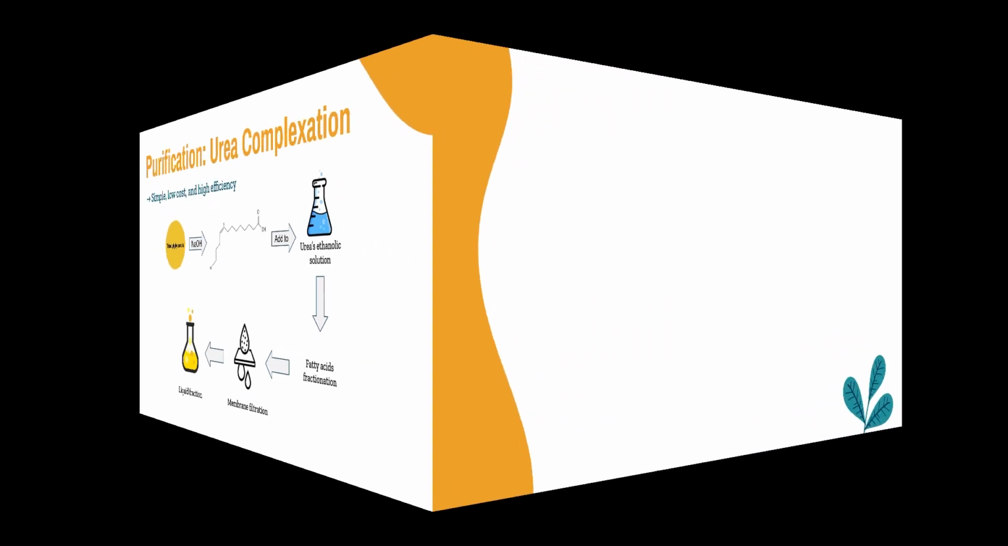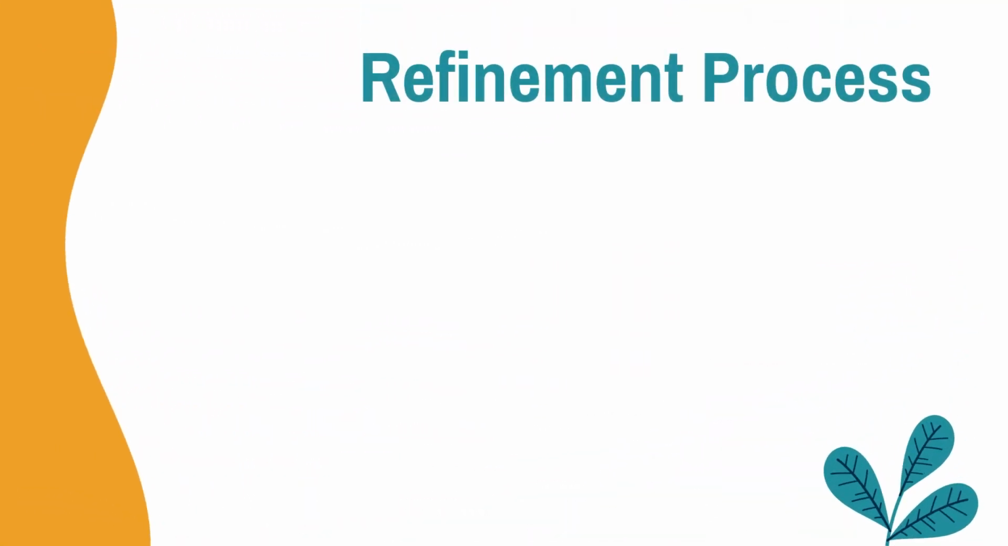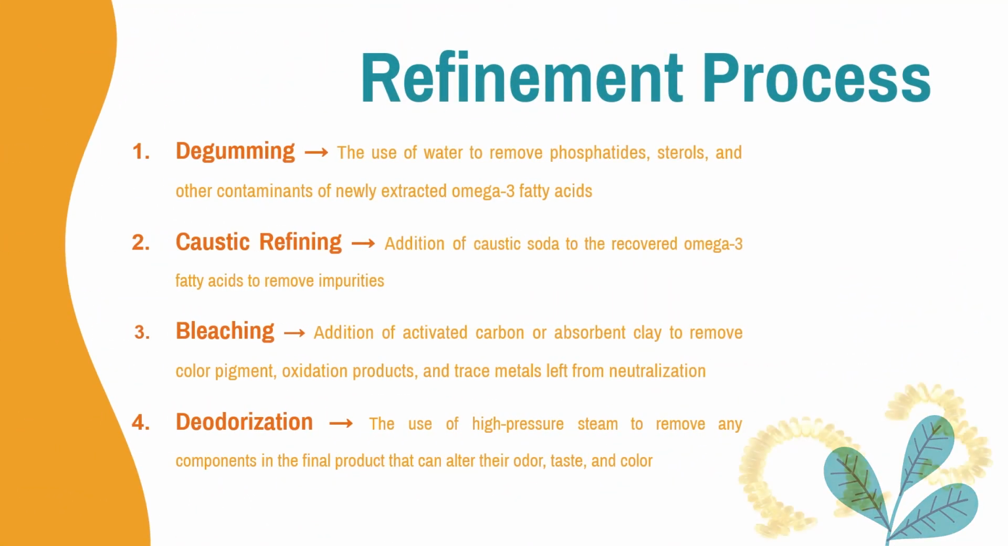Moving on to the refinement process, the refinement process functions to remove phospholipid, unsaponifiable materials, particle materials, and chemical contaminants. The process goes from degumming, caustic refining, which then requires washing, physical separation of the aqueous phase, and vacuum dryer. Next is bleaching, which is then followed by winterization, and lastly, deodorization, which is then followed by cooling down.